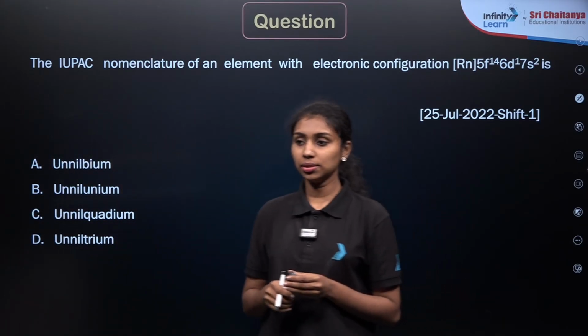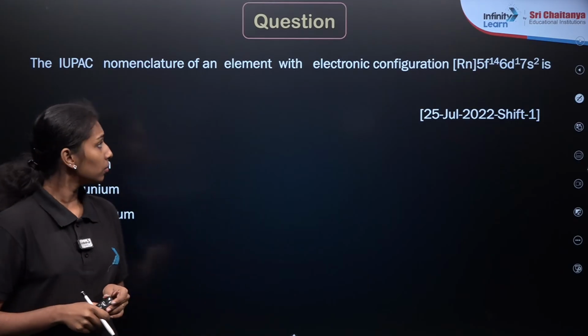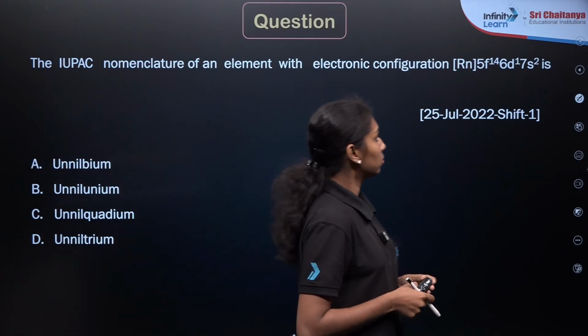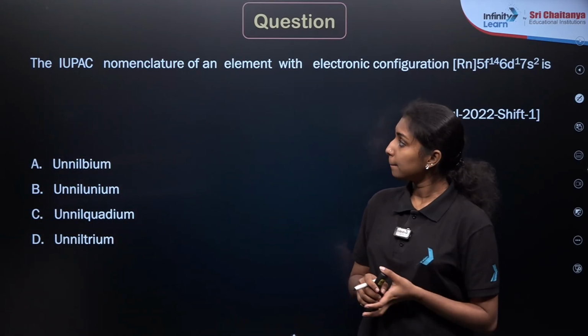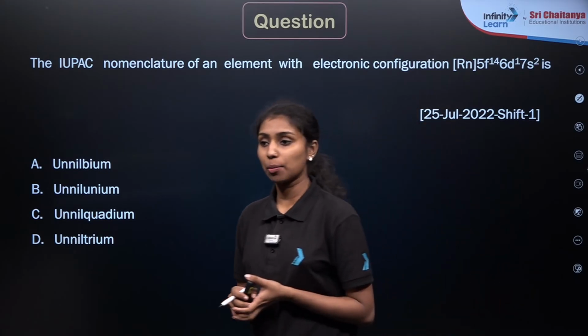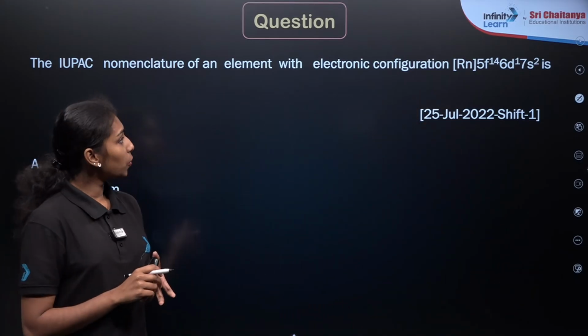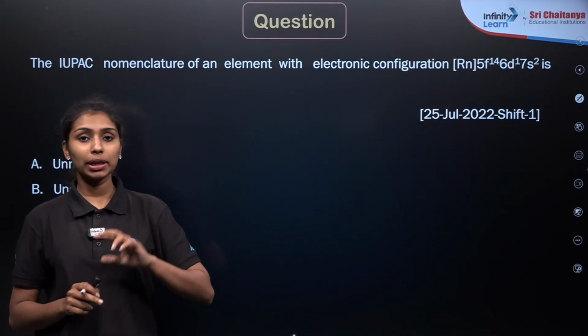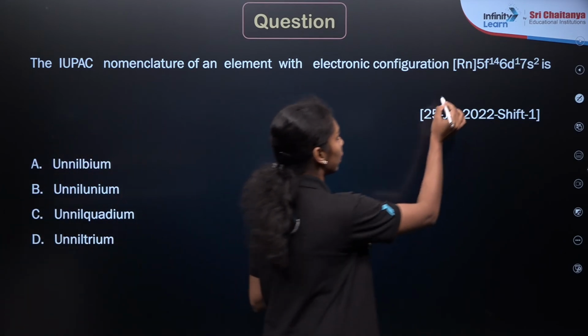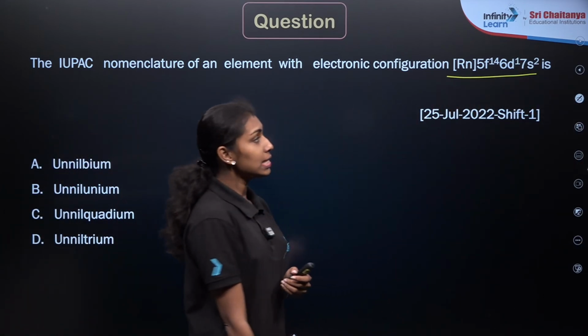Here is our next question. You need to identify the IUPAC name of this compound, and there is no atomic number given. You need to identify the atomic number from the electronic configuration given here. It is radon 5f14 6d1 7s2.